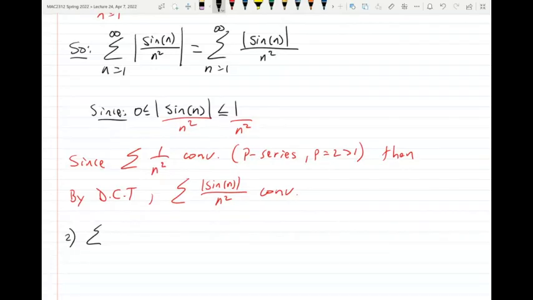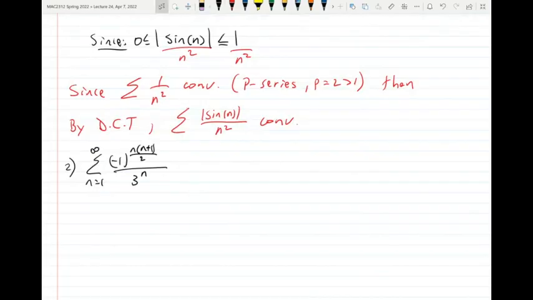So that's the sum from 1 to infinity of (-1)^(n(n+1)/2) over 3^n. You may try to start writing it down to see if this is alternating or not, but notice that this is a little bit weird. In fact, this exponent is the result of doing 1 plus 2 plus 3 all the way up to n. So this is not going to alternate all the time.